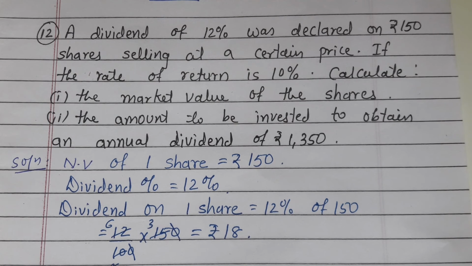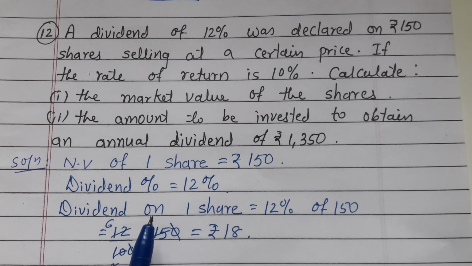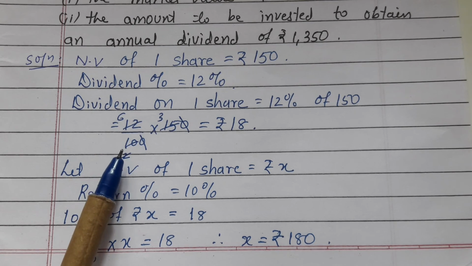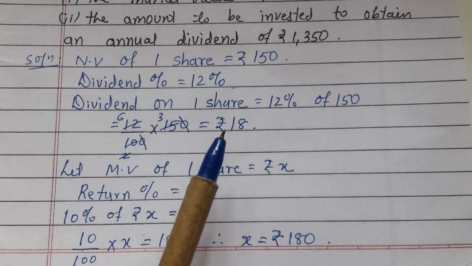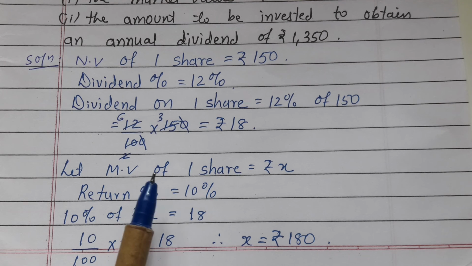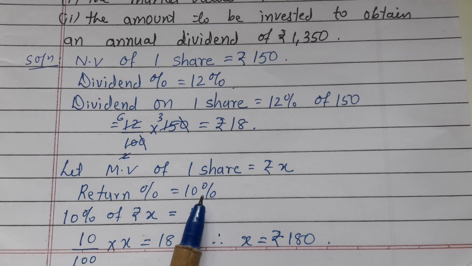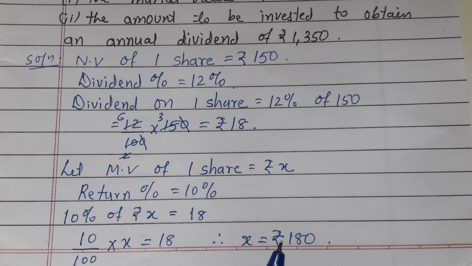NV of 1 share rupees 150. Dividend percent is equal to 12%. Dividend on 1 share, 12% of 150, that is equal to 12 upon 100 into 150, equal to rupees 18. Let MV of one share be rupees X. Return percentage is equal to 10%. 10% of rupees X is equal to rupees 18. 10 upon 100 into X is equal to 18. Therefore, X is equal to rupees 180.